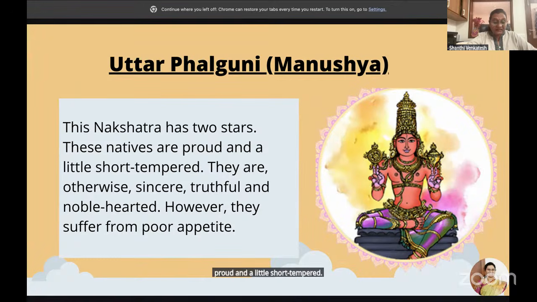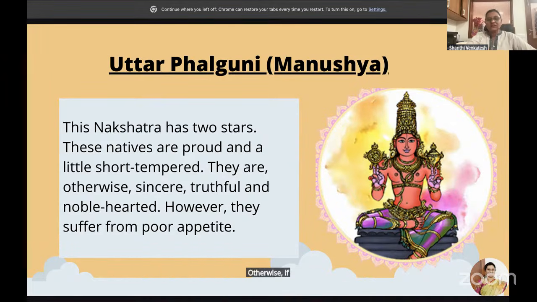See the characteristics, there will be a drastic change with each of the characteristics. Even Uttra Falguni, the first pada is in Simha Rashi. The remaining 3 padas you find in Kanya Rashi. So here you have the influence of the sun. The first pada, there will be an influence of the sun. So they are quite proud.